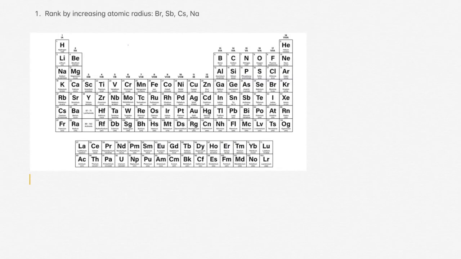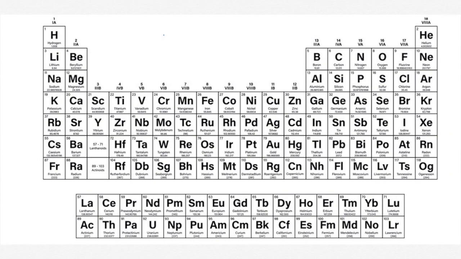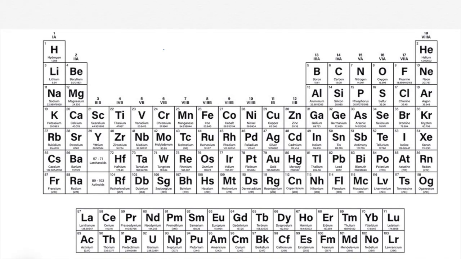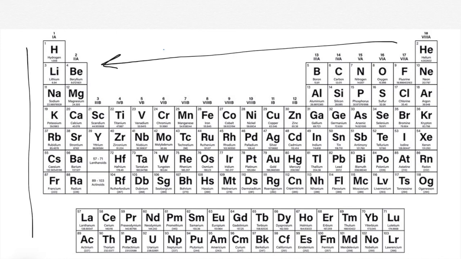In our last problem, we're going to rank by increasing atomic radius. We know that atomic radius increases from right to left and decreases from bottom to top. This aligns with our other periodic table trends of electronegativity, electron affinity, and ionization energy. First we're going to mark the elements that we are looking for on the periodic table, and then we will rank them.